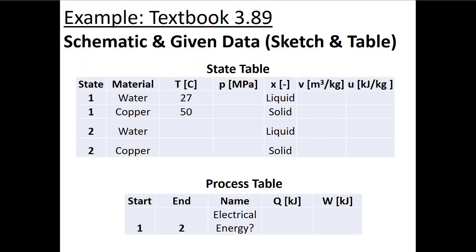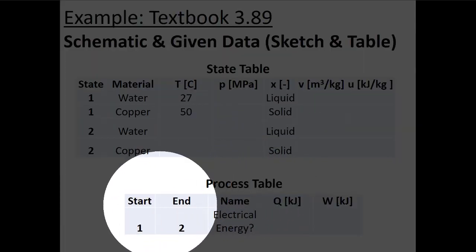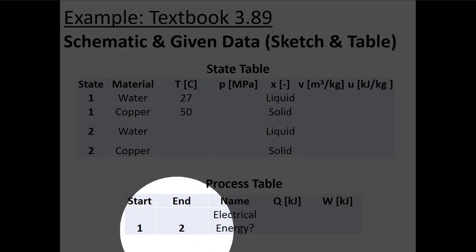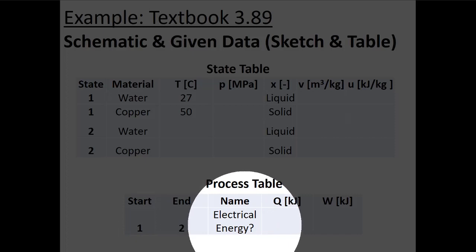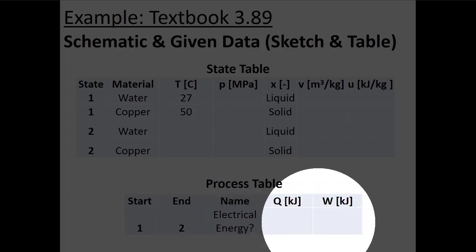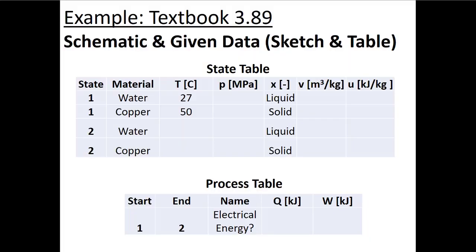If you want, and this probably becomes more helpful as we start to do cycles where there are more processes, we can also make a process table. The process table says I start at state 1 in this case, and I end at state 2. I give the process some kind of name, and then I see how much heat is added and how much work leaves the system.